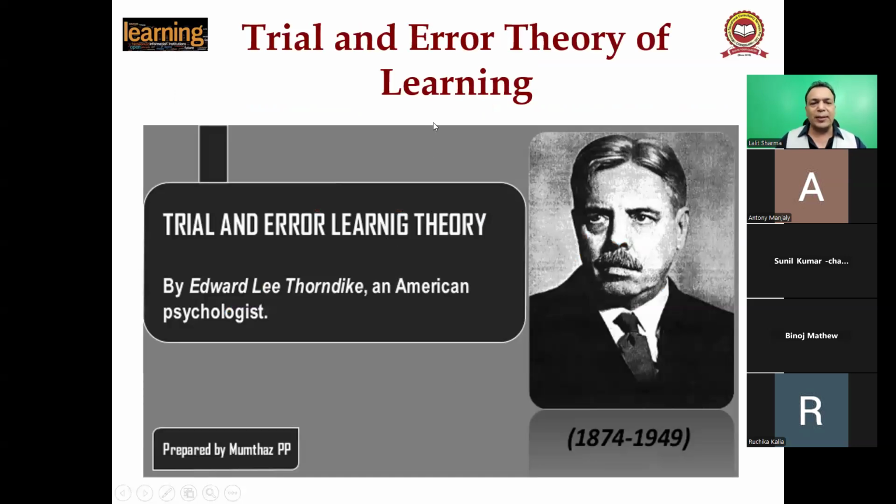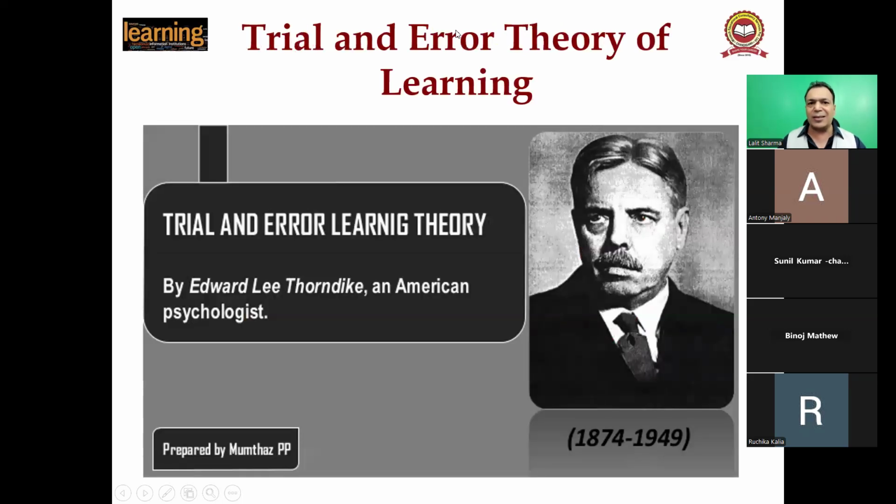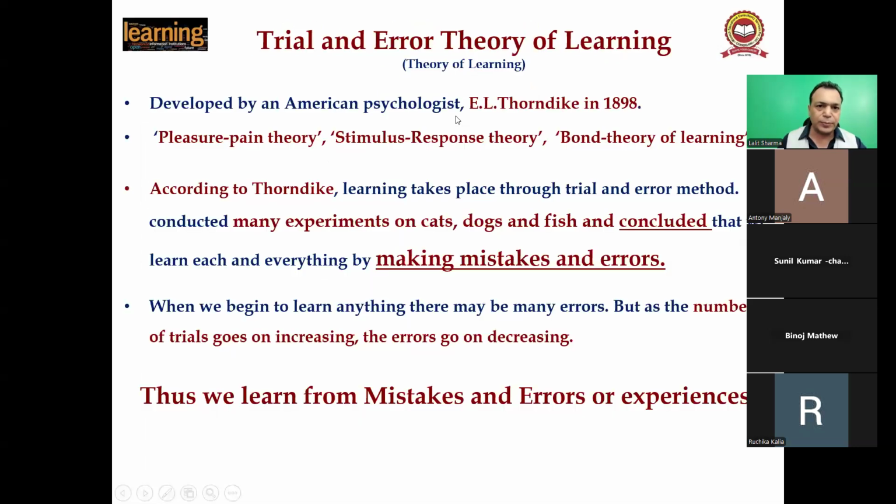The first theory, the name is trial and error theory of learning, which was given by Thorndike, E.L. Thorndike, Edward Lee Thorndike, in 1898. And second theory is called the classical conditioning theory. It was given by Ivan Pavlov in 1920. Okay. So this is the second. So first, we will discuss the trial and error theory, and after that, we will discuss the classical conditioning theory. Okay. So I'm going to start with the trial and error theory of learning.